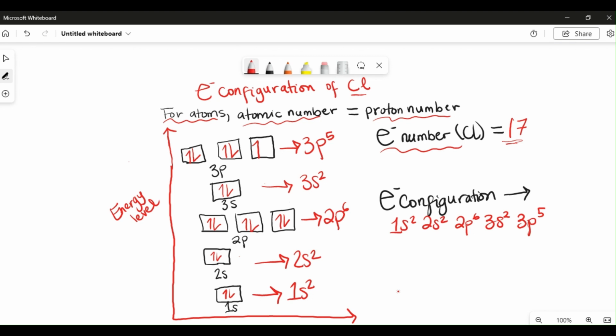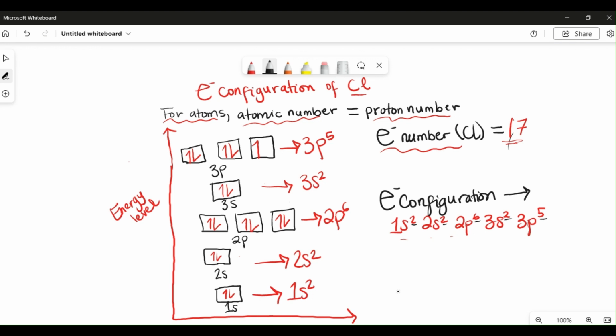Now, in order for you to check that your answer is correct, you have to make sure that you follow the energy level order, starting from 1s to wherever you're filling it up to. And then you also have to count the number of electrons. So we've got 2 electrons plus 2 electrons, 4. 4 plus 6 electrons, 10. 10 plus 2 electrons, 12. And 12 plus 5 electrons, 17. So that matches up to the number of electrons, which is 17, making our answer correct.